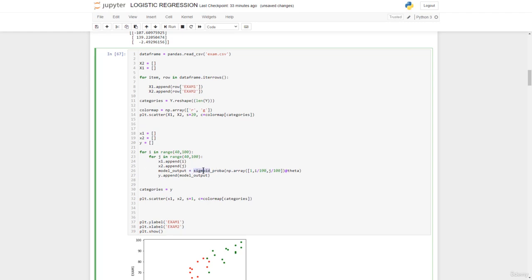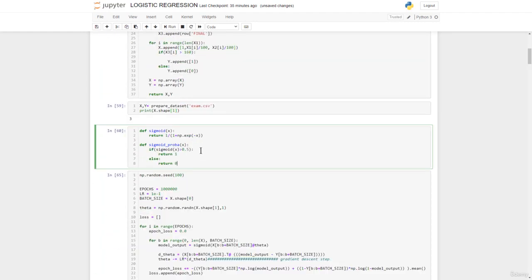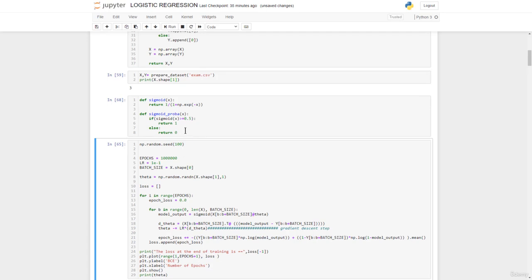Now in this case we have a sigmoid proba function. Let's define the sigmoid proba function. This function is defined such that if the sigmoid of our output is greater than 0.5, we return 1, and if that's not the case, we return 0. So we could include it greater than or equals to 0.5, and we run that. So we've defined the sigmoid proba function, which uses the sigmoid function.